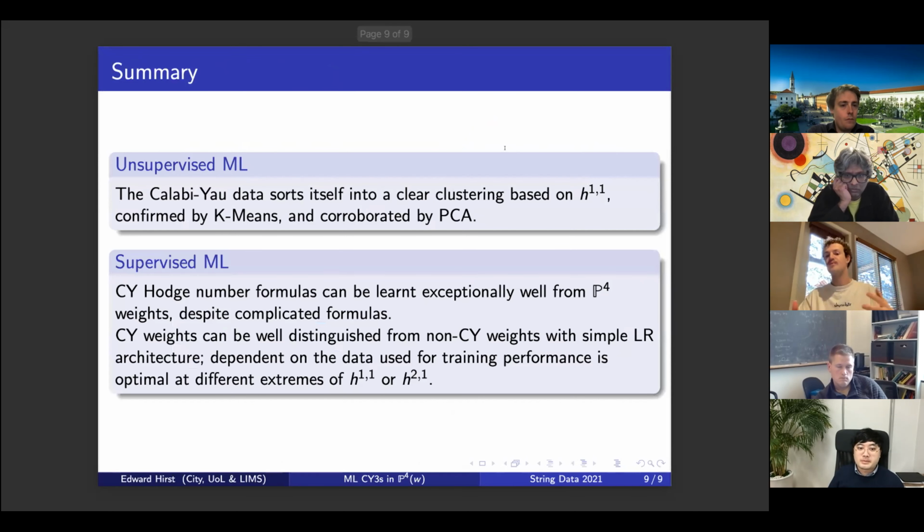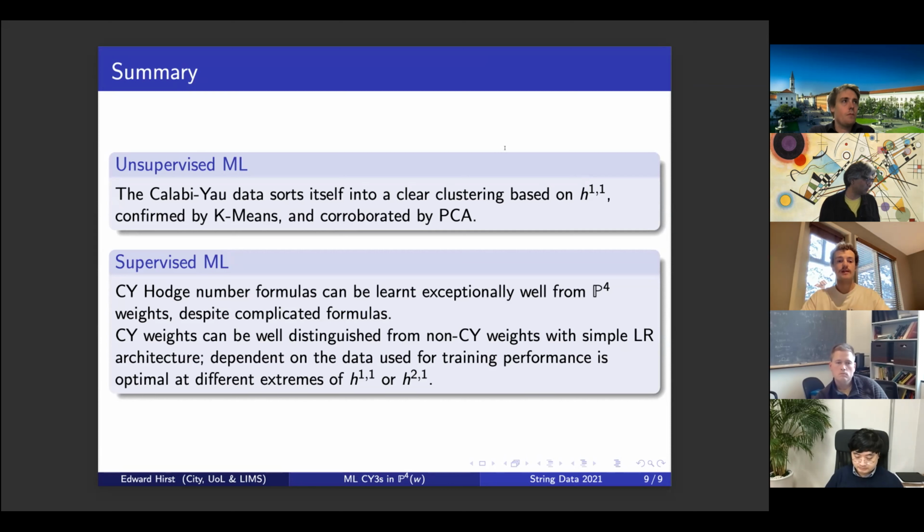So that covered everything we discussed in the paper. To summarize briefly, we did some unsupervised methods, particularly linear PCA and then some clustering. And we saw that this Calabi database naturally sorts itself into classes based on the H11 values of the hypersurfaces within them, which we confirmed with a good inertia score from k-means. And we corroborated this with a similar structure from PCA.